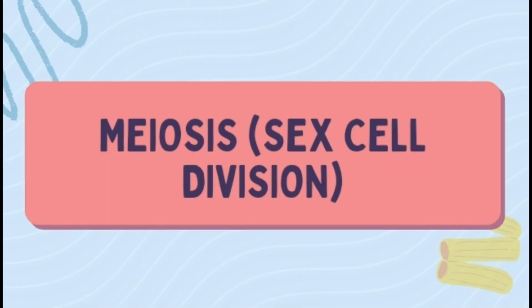Meiosis has two stages, meiosis 1 and meiosis 2. Meiosis 1 focuses on the division of homologous chromosomes to produce two haploid cells with duplicated chromosomes, while meiosis 2 focuses on the division of sister chromatids. Now, let's proceed to the stages in meiosis 1.